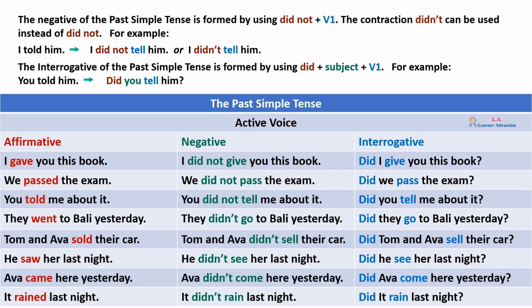You told me about it. You did not tell me about it. Did you tell me about it? They went to Bali yesterday. They didn't go to Bali yesterday. Did they go to Bali yesterday?